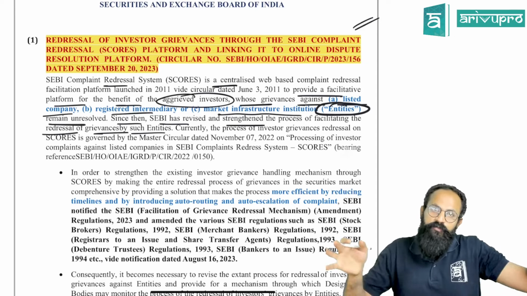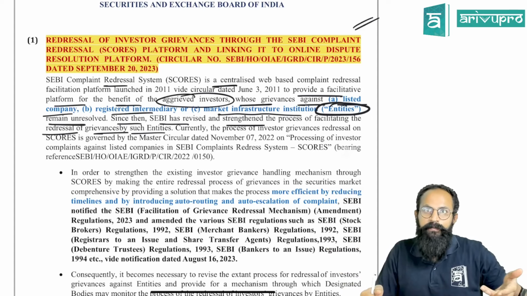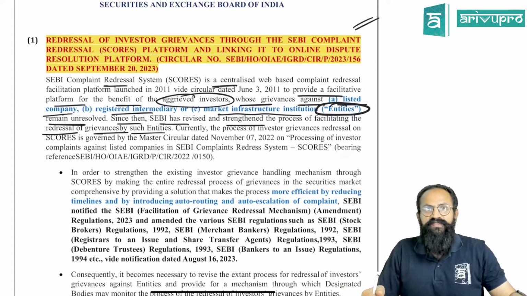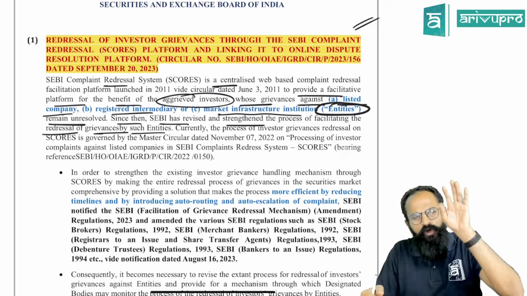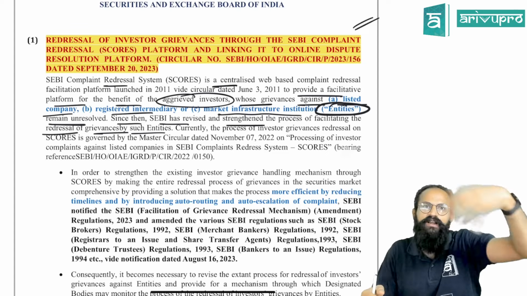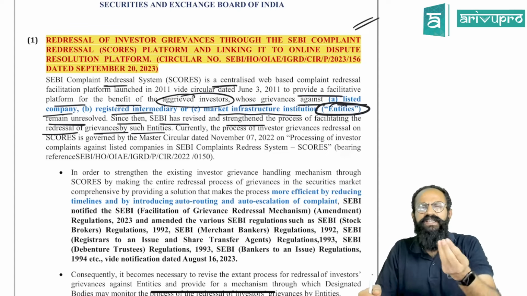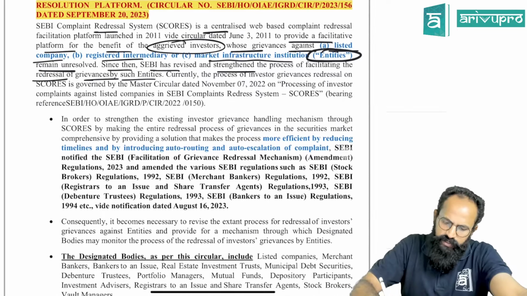Now throughout this particular SCORES platform, whenever you lodge a complaint, until the complaint is absolutely redressed, they have clearly got a supervising or a monitoring mechanism. Someone will always be overseeing this entire complaint, whether you have done it properly or not. So investors' interest is a little better taken care of. Now for that, what did they do?